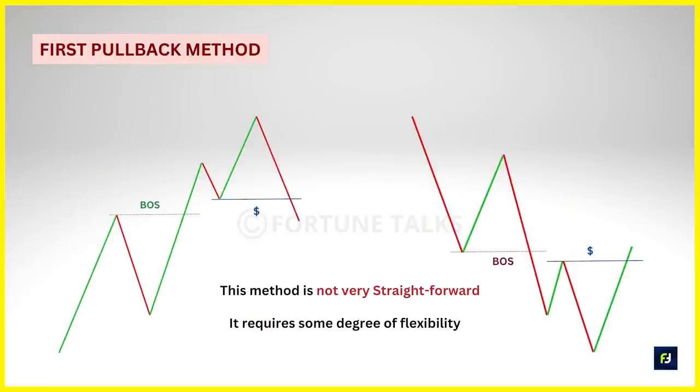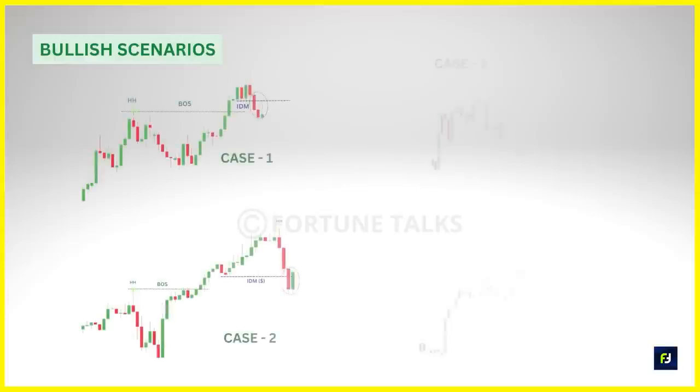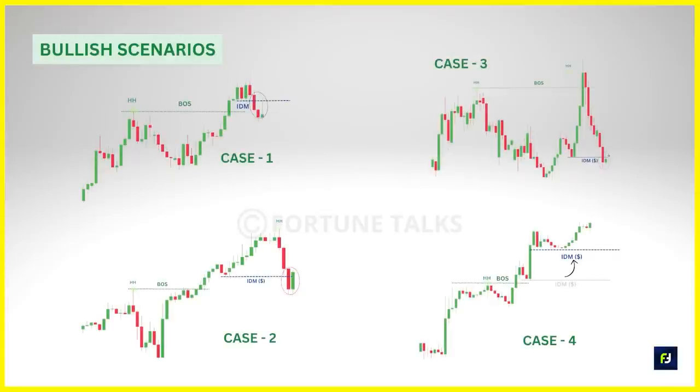Even though we consider inducements as the first pullback after a valid break of structure, in certain scenarios, we might need to tweak this rule a little bit. Let us understand this using a few examples. We will first consider some bullish market scenarios on a major market structure. Before that, make sure you have a fair understanding of market structure mapping. You can watch that video in my SMC playlist. Anyways, here we have 4 situations. We will take a detailed look at each one of them.